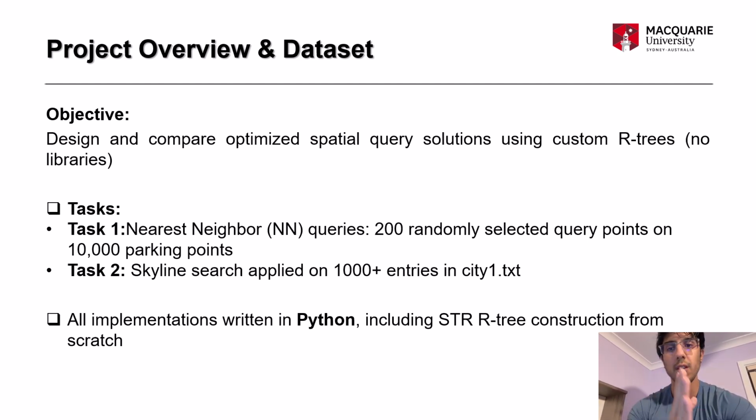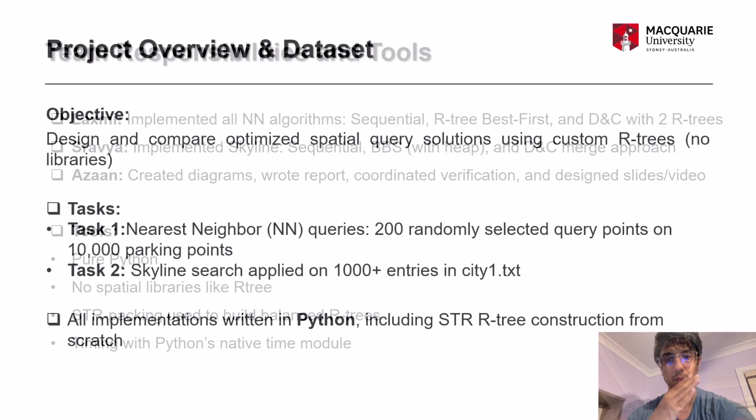To solve these, we manually implemented R-tree spatial indexes and used Python without any third-party libraries like R-tree or Skyfi. This added complexity but ensured full control over the algorithm, behavior and data structure.